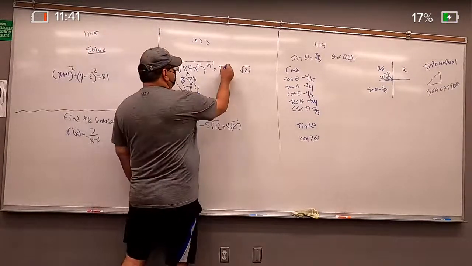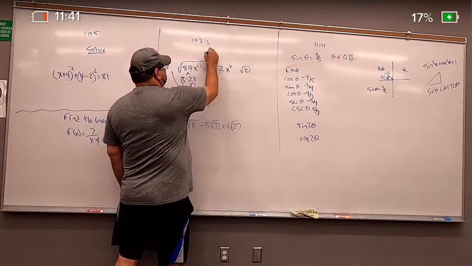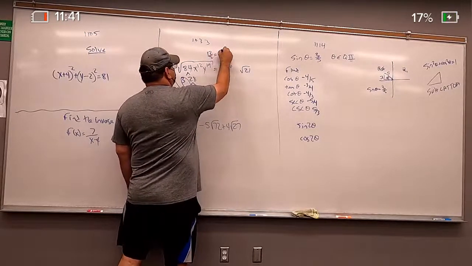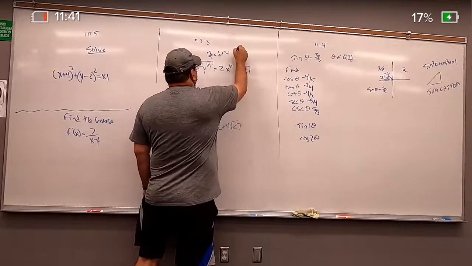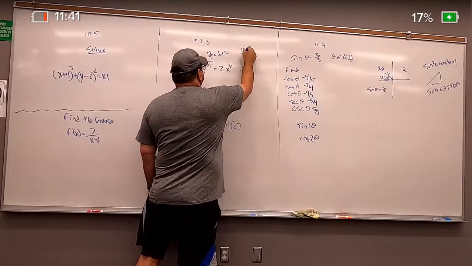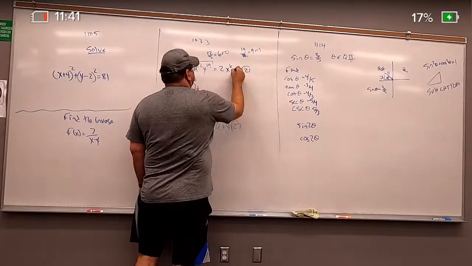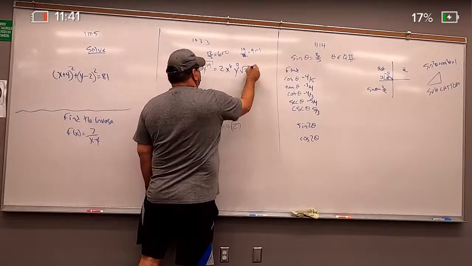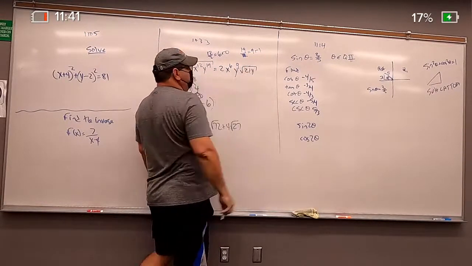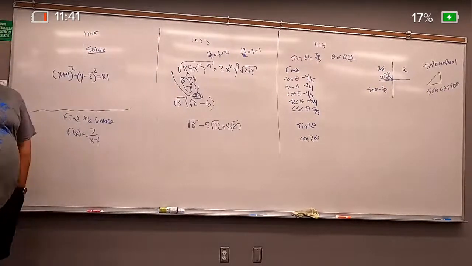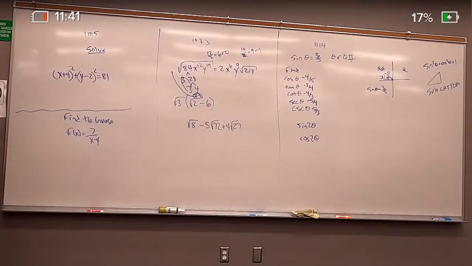Now, I like the x to the 6. That's because 12 divided by 2 is 6 with the remainder of 0. I like the 9 with the remainder of 1. So the 9's on the outside, and the 1's left over. All right.